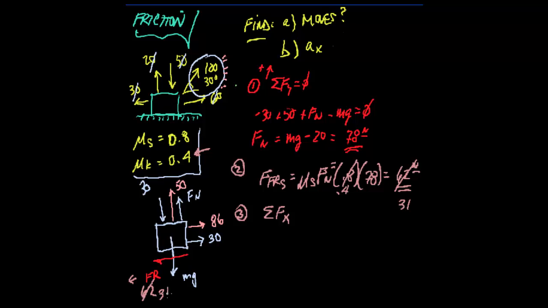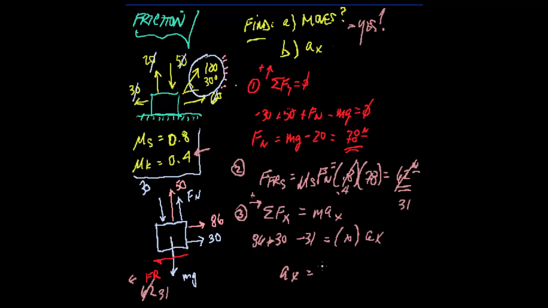So really, since we know it slides, because this was greater than the 62, we have to use kinetic, and since it is moving, we're going to use Newton's second law. F equals ma. That's going to be the 86 plus the 30 minus 31 for friction equals the 10 times ax. So if it does move, we say yes, and this ax becomes 8.7, I believe, meters per second squared to the right.